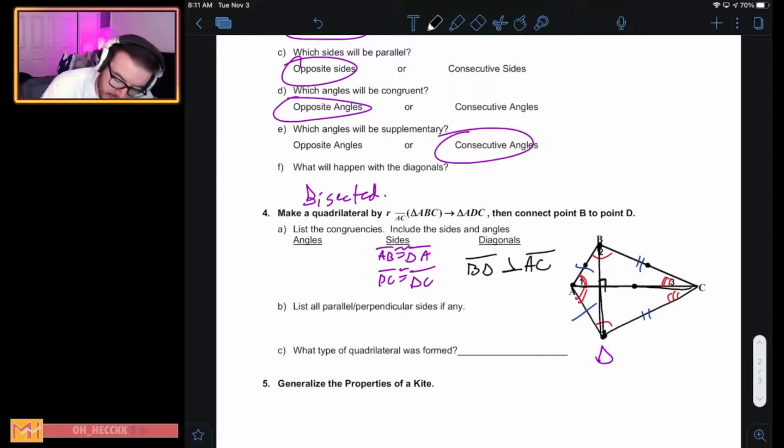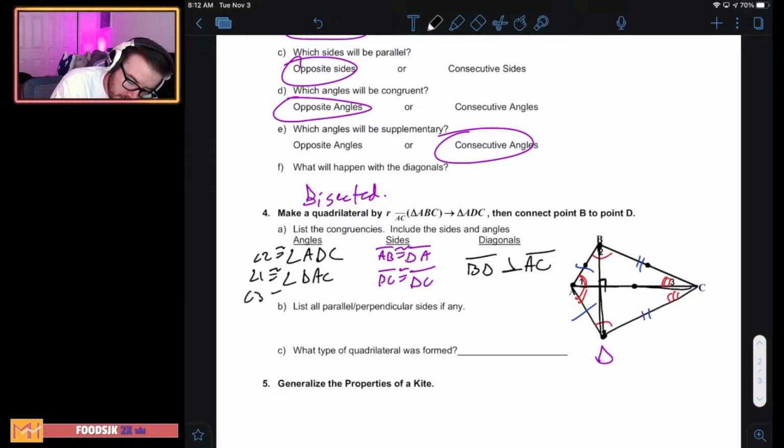I kind of skipped the angles. Angle 2 is congruent to angle ADC. Angle 1 is congruent to angle DAC. And angle 3 is congruent to angle DCA. Hopefully at this point we're pretty good at naming angles. If that's 1, well then this guy is D to A to C. And here's angle 3, it's congruent to this guy, which is D to C to A.